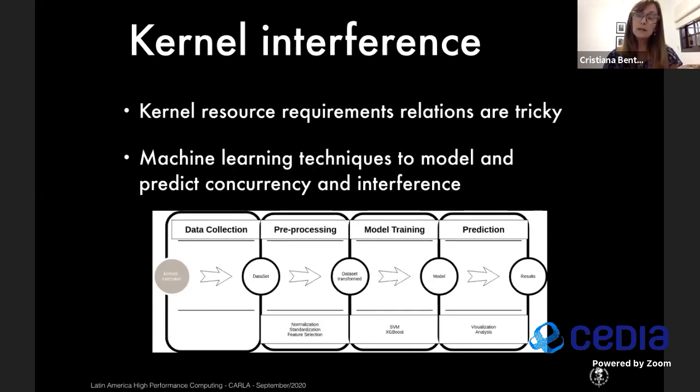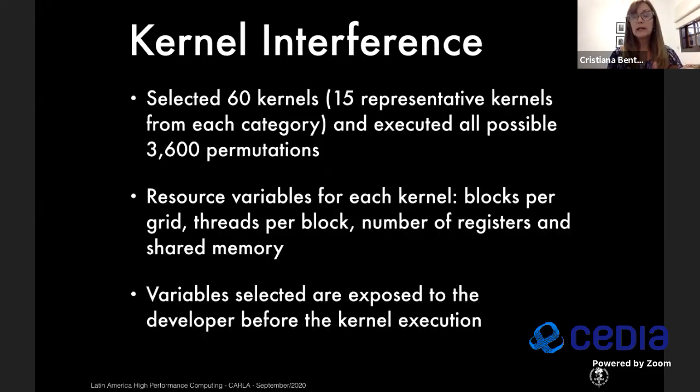So what we did, we used machine learning techniques to try to model and predict if the kernels will run concurrently, and if they run concurrently, if they will interfere with each other. We selected 60 kernels from our 170, because with 170 the number of permutations will explode. We selected 15 kernels for each of the groups from the previous study and executed all possible 3,600 permutations.